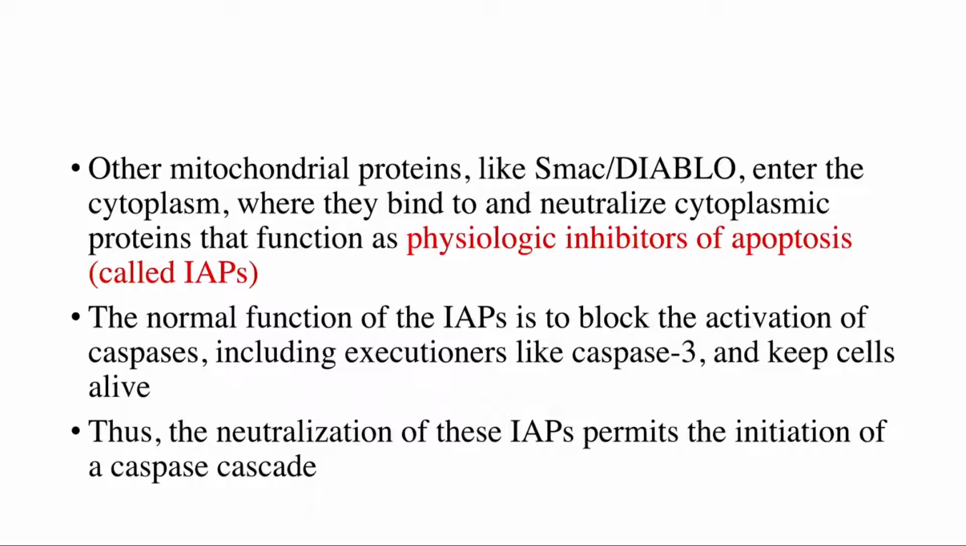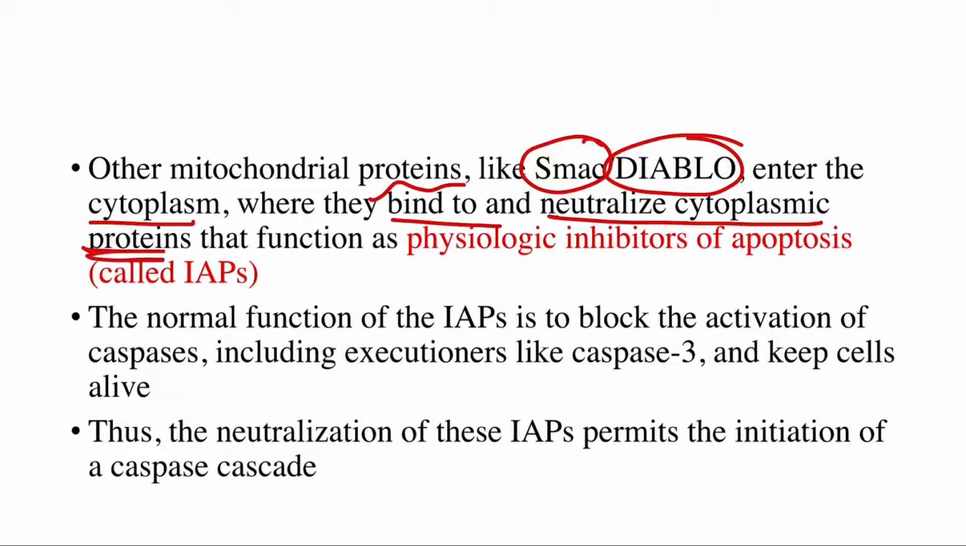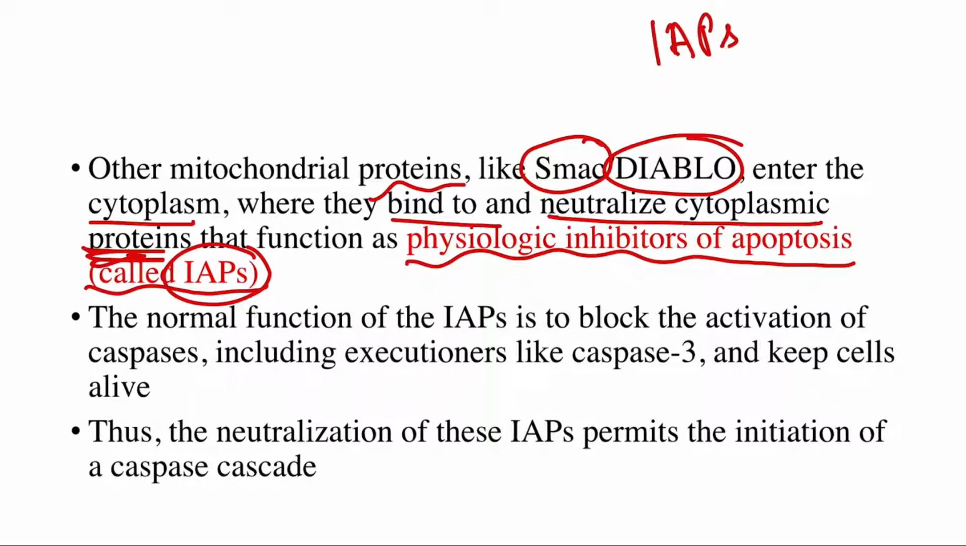pathway. Other mitochondrial proteins are also there, like SMAC and DIABLO. They enter the cytoplasm, and they bind to and neutralize the cytoplasmic proteins which function as physiological inhibitors of apoptosis, called IAPs. So IAPs are basically proteins that inhibit the apoptosis. They are physiologically present in the body and they are physiological inhibitors of the apoptosis.